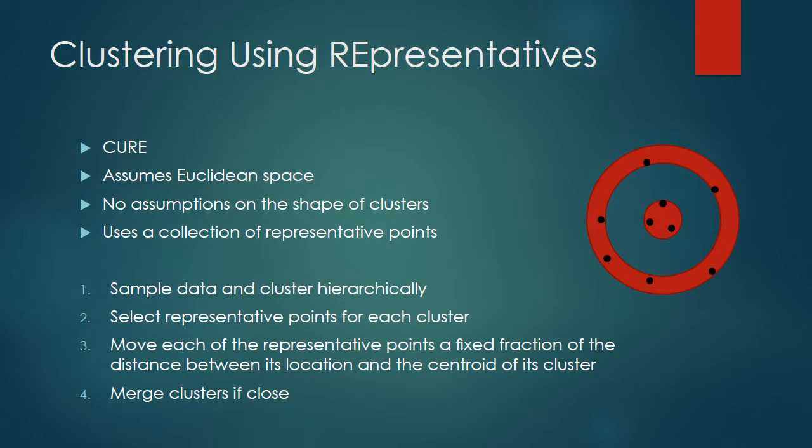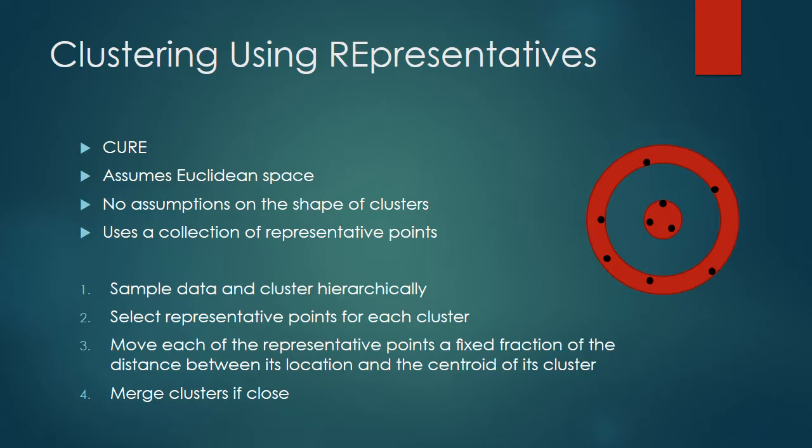The other approach, which is actually quite interesting, and I'm giving you a very quick overview of this, is clustering using representatives. It does assume a Euclidean space, but it does not make any assumptions on the shape of the clusters or the distribution. So there's no assumption that it's a normal distribution, for example. A good example would be to say that you have clusters of this form, a blob in the middle and a ring outside, and you really want to get these as two separate clusters.